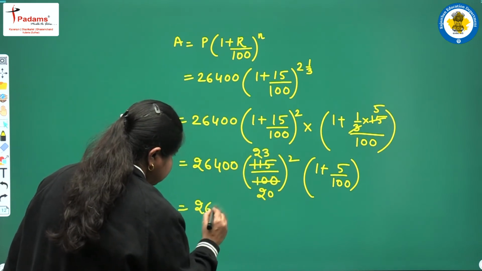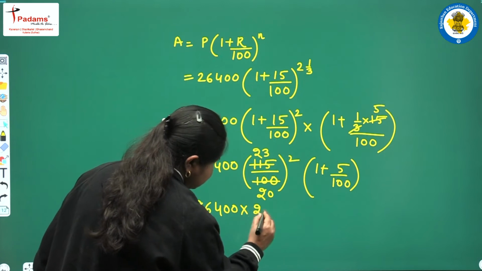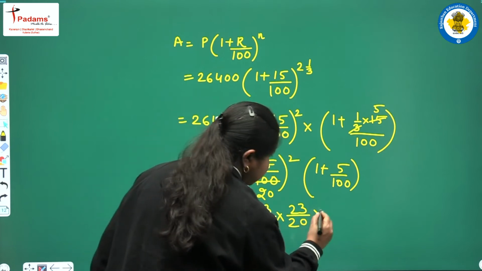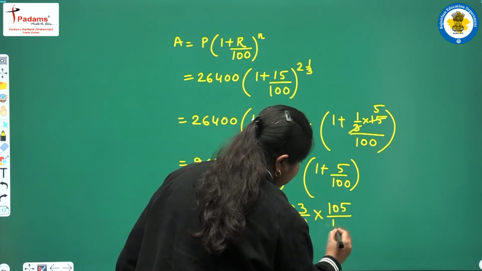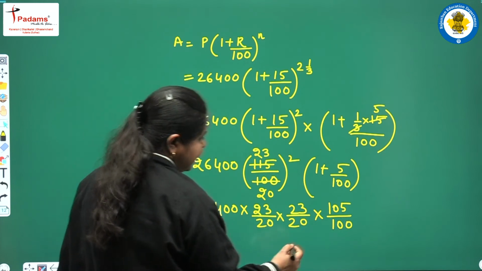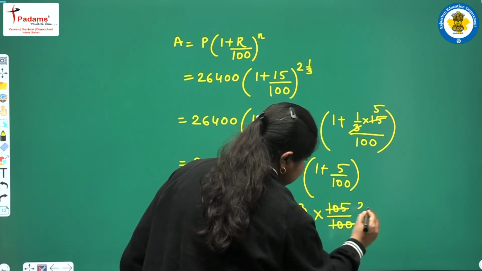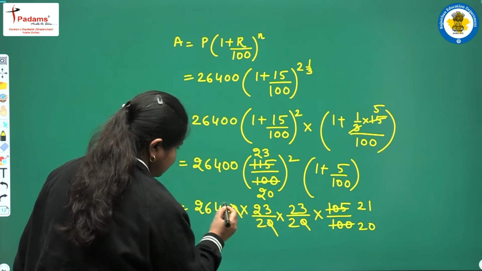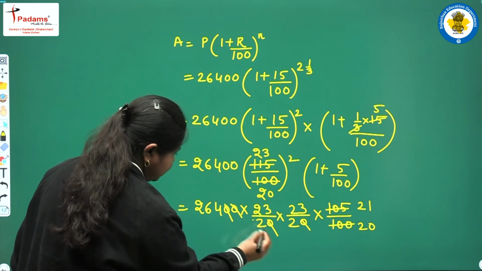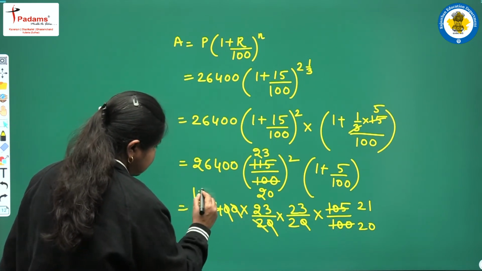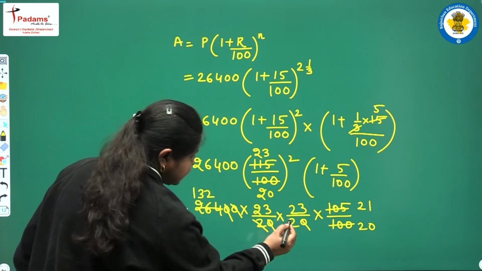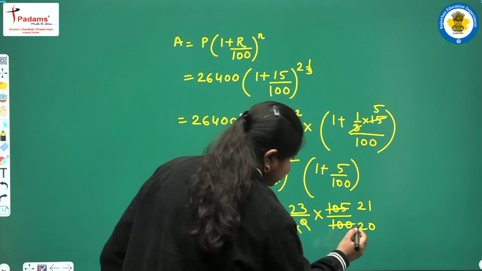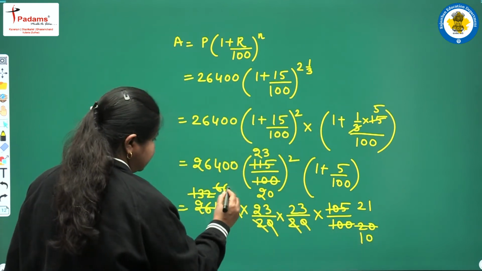Then we can write 26,400 into 23/20 into 23/20. पावर 2 है तो 2 बार मल्टीप्लाई करेंगे और ये हो जाएगा 105 upon 100. इसको भी अगर हम 5 से डिवाइड करें it will be 20 and here we will have 21. Next cancel this 0 here, this 0 here. We can divide by 2. 2 1s are 2, 3s are 6, 2 2s are 4. Next by 2 it will give us 2 6 are 12, 6 are 12. Again we can divide by 2. 2 10s are and here we will have 33.